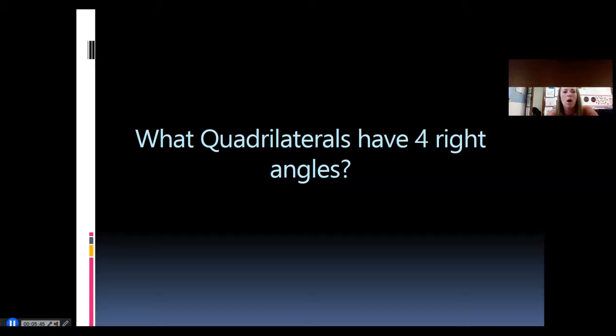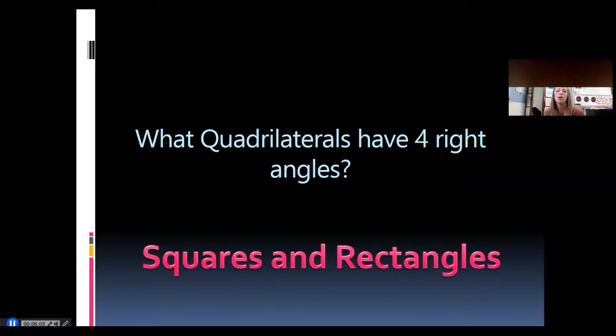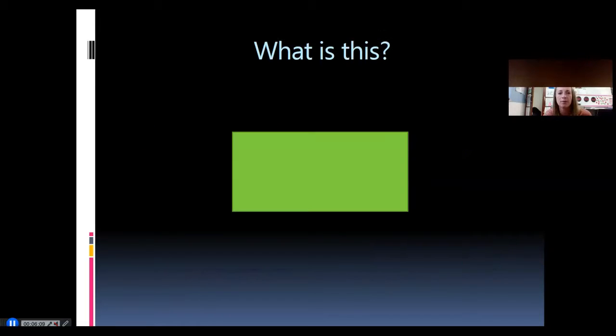All right, what quadrilaterals have 4 right angles? So what ones make perfect L's? Is it a square, a rectangle, a rhombus, or a trapezoid? Well, there are 2 shapes that make right angles. They are squares and rectangles. Squares form 4 right angles, and so do rectangles.